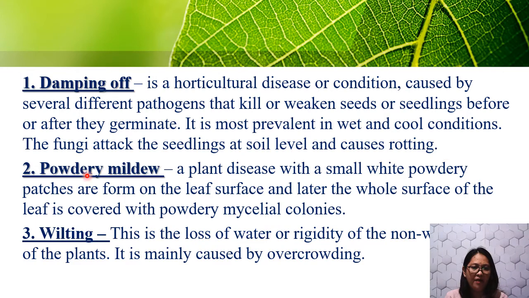Next, we have powdery mildew. A plant disease where small white powdery patches form on the leaf surface, and later the whole surface of the leaf is covered with powdery mycelial colonies. Number 3 is wilting. This is the loss of water or rigidity of the non-woody part of the plants. It is mainly caused by overcrowding. These are the 3 common diseases that are often seen in the plants.